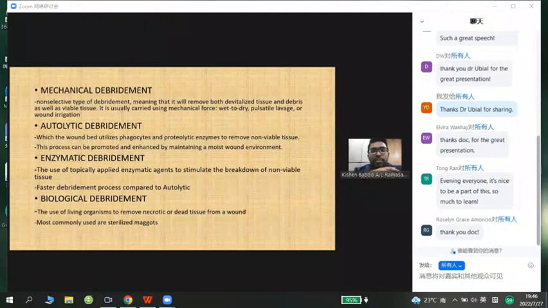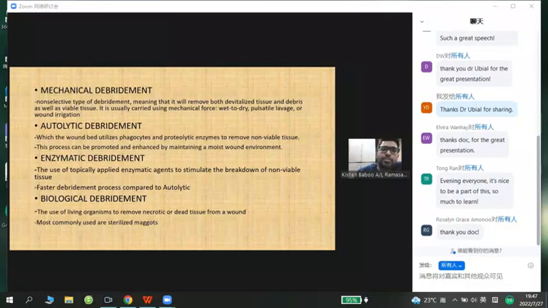So when it comes to mechanical debridement, it doesn't have any selective ability. Meaning you are carrying the risk of removing both the devitalized tissue as well as viable tissues. So this is not recommended when there's only a thin tissue layer covering your bones or tendons, because eventually you're going to expose both of them. Next comes your autolytic debridement, where, like I said earlier, your hydrogels and your foams provide optimized moisture balance, where the body itself uses phagocytes and proteolytic enzymes to remove non-viable tissue.